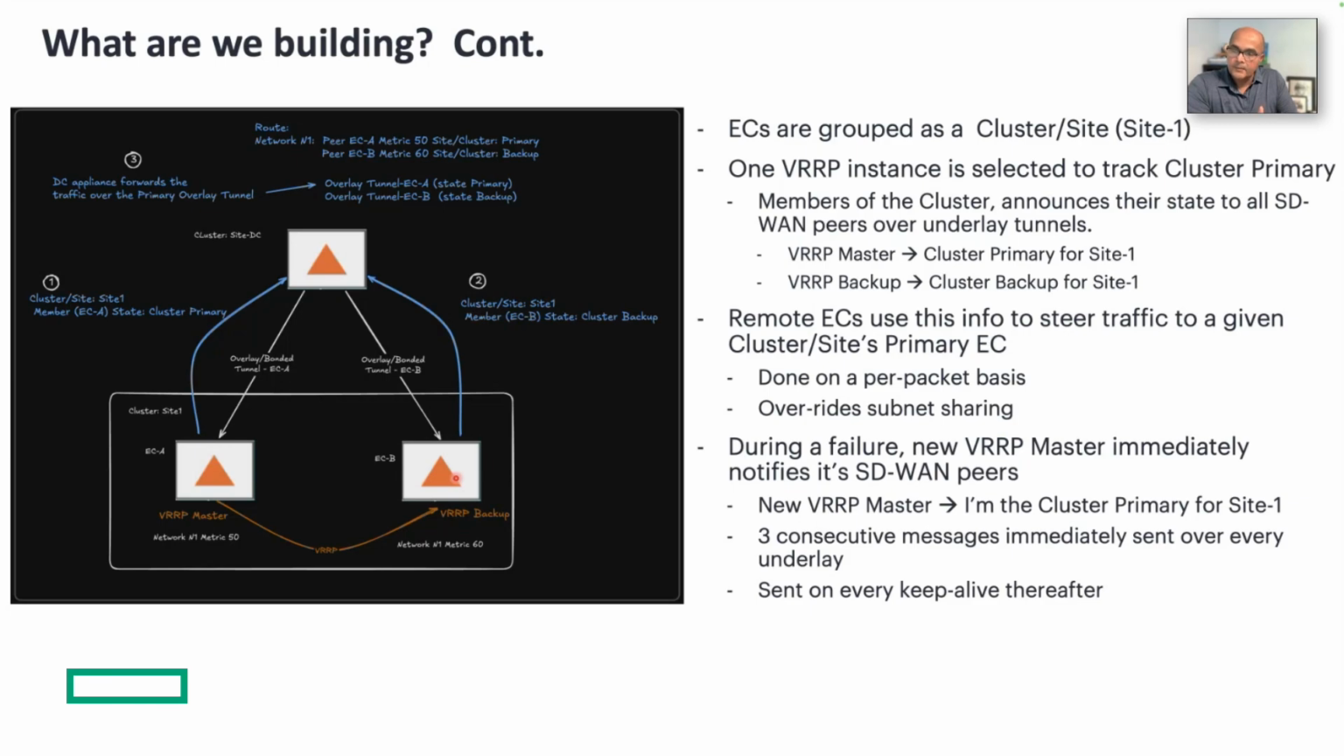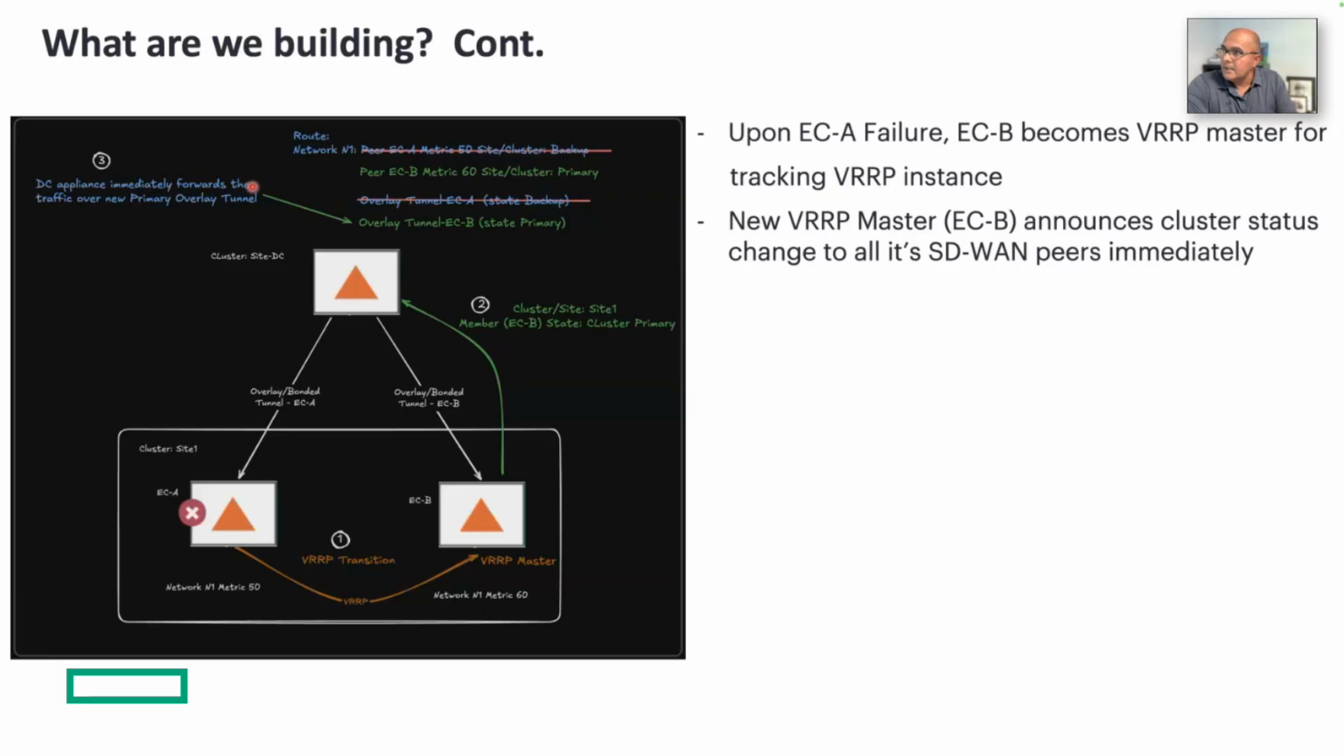If the ECB becomes VRRP master on the LAN side, it sends 3 messages using all the underlay tunnels to its peer saying, I am the cluster primary right now. All this guy has to do is change his pointer for traffic forwarding. Immediately, in the next packet, it starts forwarding traffic towards the ECB. And this message is immediate, but obviously it takes the WAN latency. So whether it's 10 milliseconds or 300 milliseconds, it will take that long for this message to show up, be processed, and program this.